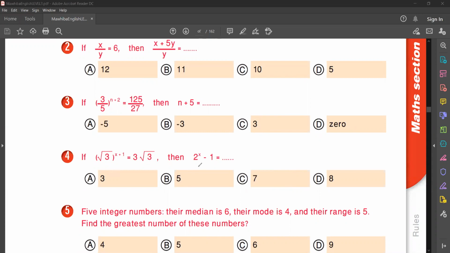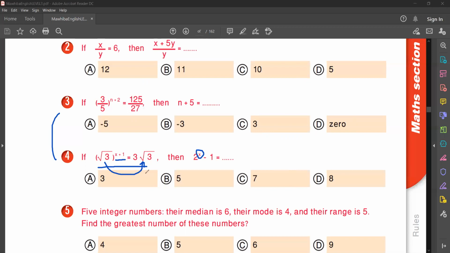Now, you must find x. How do I find x? In equation number 4, you must write the same bases. You can also write here 3 square root of 3 in power, because I have square root of 3 to the power x plus 1. I want to write it in the same base too.